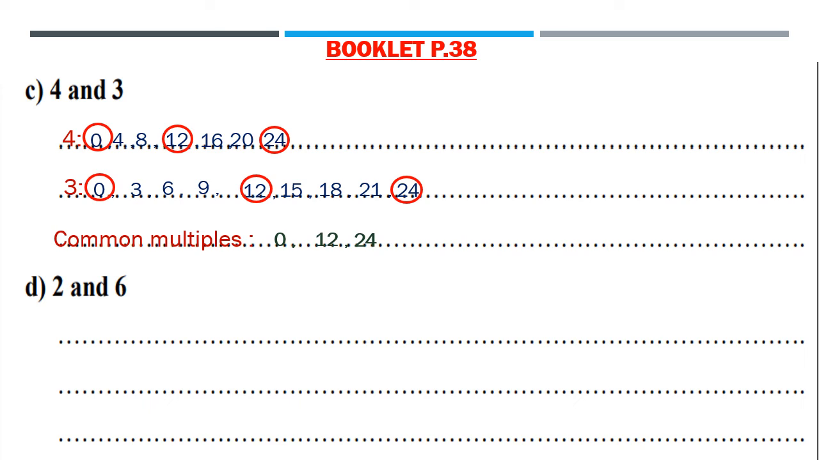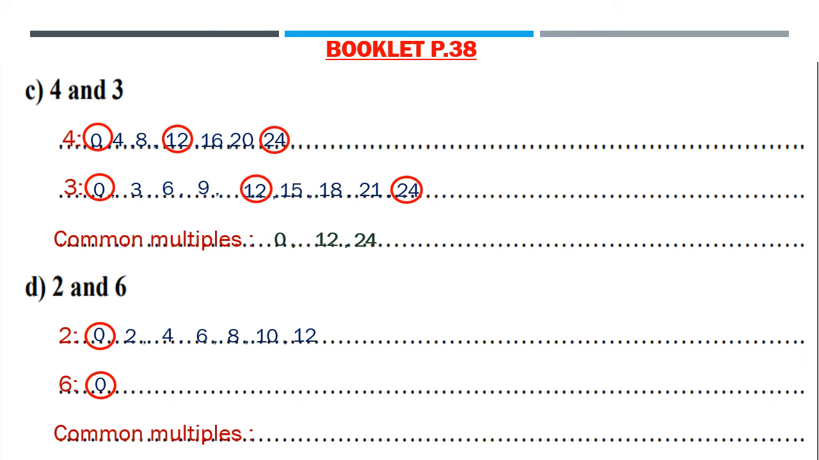Letter D, 2 and 6. As you know, put all the multiples of 2, put the multiples of 6, and get the common multiples of them. 2, I will start from 0, and I will skip count by 2. It's going to be 2, 4, 6, 8, 10, 12. Let's see 6. We have here 0, so this is the first common multiple between them.